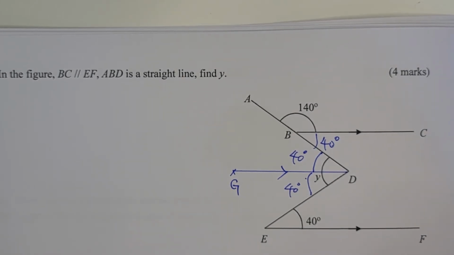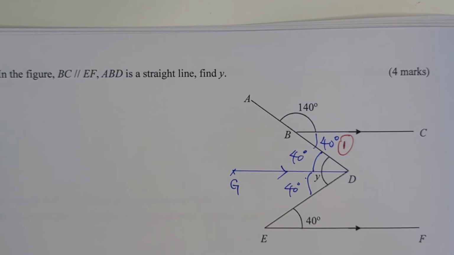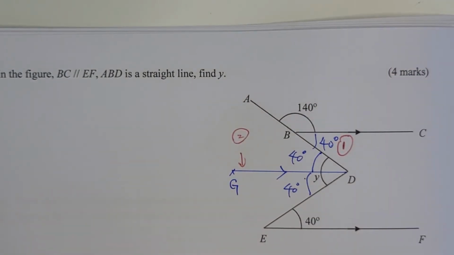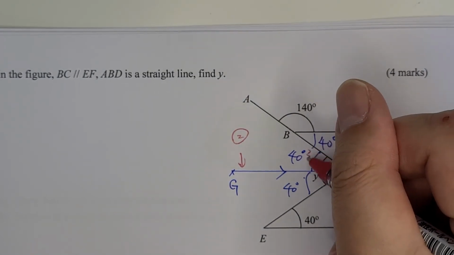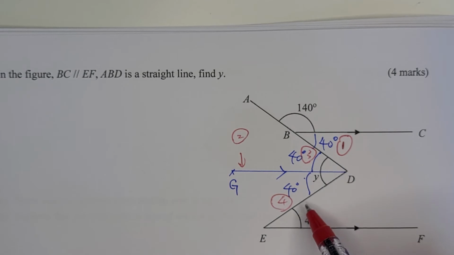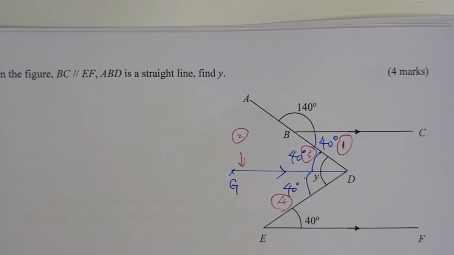Which angle you find first? This one, that's 1. What action you do next? This one, the second action. There's a third action you do, find this one. And there's a fourth action you do. Finally, you add them together to find y. You just follow the order. Okay, just follow the order.